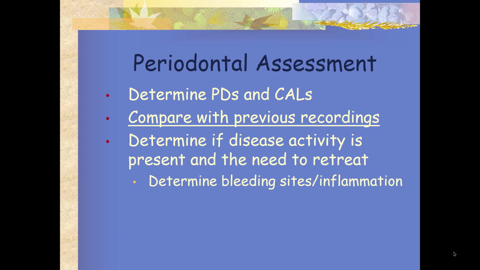And basically, for the periodontal assessment part, you're going to determine the probe depths and the CALs, and it's so important to compare to previous recordings. This is how you will know when a patient is getting better, getting worse, or stable. So you have to look at that and compare. Determine if disease activity is present or if you need to retreat areas. Determine bleeding sites and inflammation. It's always nice to use the summary feature so you can see how many bleeding sites you have.